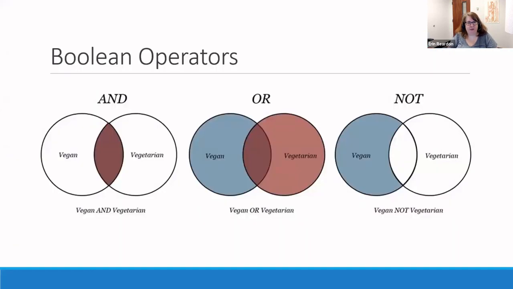So you might already be familiar with Boolean operators. These are the words AND, OR, and NOT, and they are just words that you type in to link together different keywords or different concepts. So if you were to type in the search vegan AND vegetarian into PubMed, you're going to find all of the articles that mention both of those. There's all these articles that say vegan, there's all these articles that say vegetarian. If you're looking for vegan AND vegetarian, you are only going to find that overlap, articles that mention both of them.